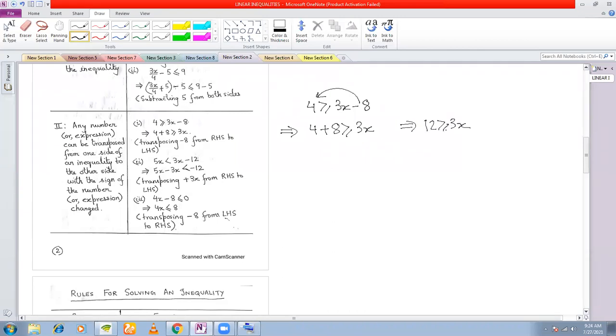That is the rule. The next rule here is that in fact not only constants, but you can also shift variables to the other side, just as you were doing in case of linear equations. If I give you this kind of inequality, if I transpose this to this side, it will become minus. So that is the next rule.